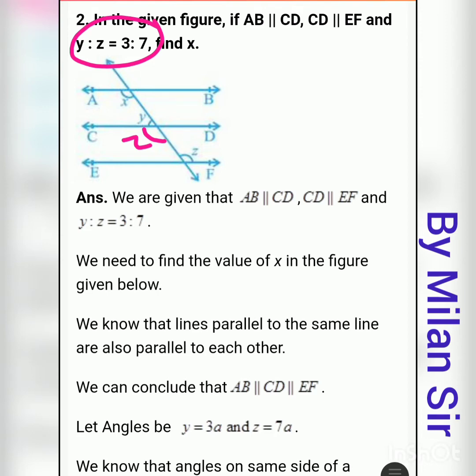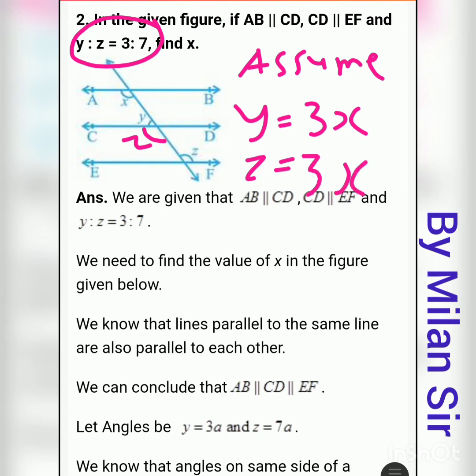If the ratio is given to you, we can assume the values of y and z as per the ratio. So assume y is equal to 3x and z is equal to 7x. The ratio is 3:7, so y is equal to 3x and z is equal to 7x.